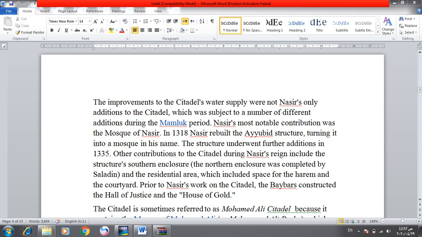Other contributions to the citadel during Nasser's reign include the structure's southern enclosure. The northern enclosure was completed by Saladin, and the residential area included the space for the harem and the courtyard. Prior to, that is before, Nasser's work on the citadel, the Mamluks constructed the Hall of Justice and the House of Gold.